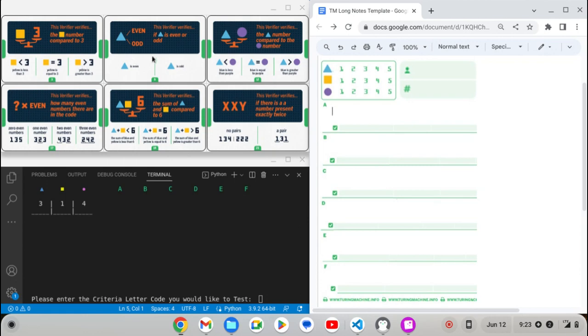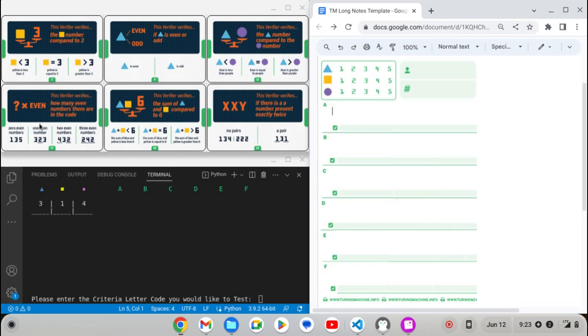Criteria card B looks at the first digit, the triangle digit, and will let us know whether that value is an even or an odd. Criteria card C compares the first and last digits, the triangle and circle, and so basically it will let us know whether the triangle value is less than circle, perhaps they're equal to each other, or triangle could be greater than circle.